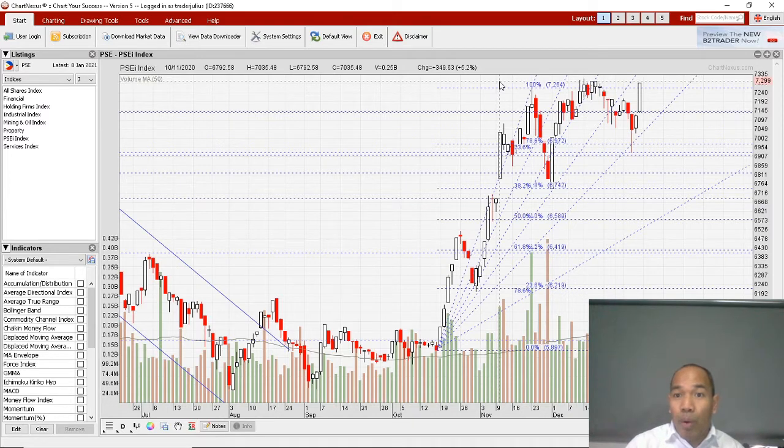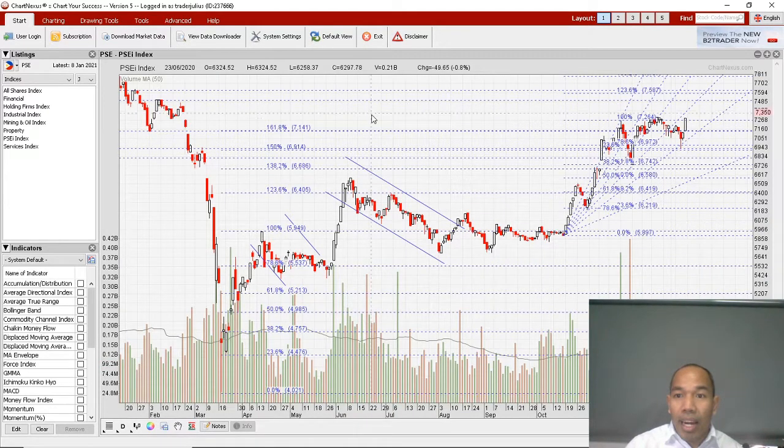When this is broken, the next support will be this resistance level. And the next resistance level, when you go further on this graph, it's around this 7,000. I think this will be bullish on the next week.